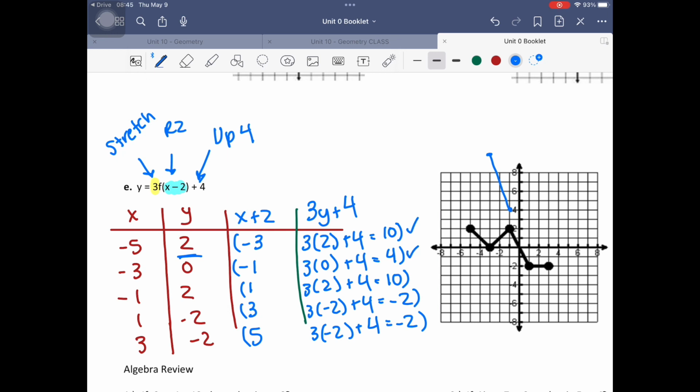I need 1, comma 10, which again is way up here, so I'm going to connect that. And then I'm going to have 3, negative 2, which is way down here. And I'm going to have 5, negative 2. Good. There's our new function. Again, transformation tables are nice because you have to plug everything in. And for those of you who are curious, these are my points right here: negative 3, 10, negative 1, 4, 1, 10, 3, negative 2, and 5, negative 2.